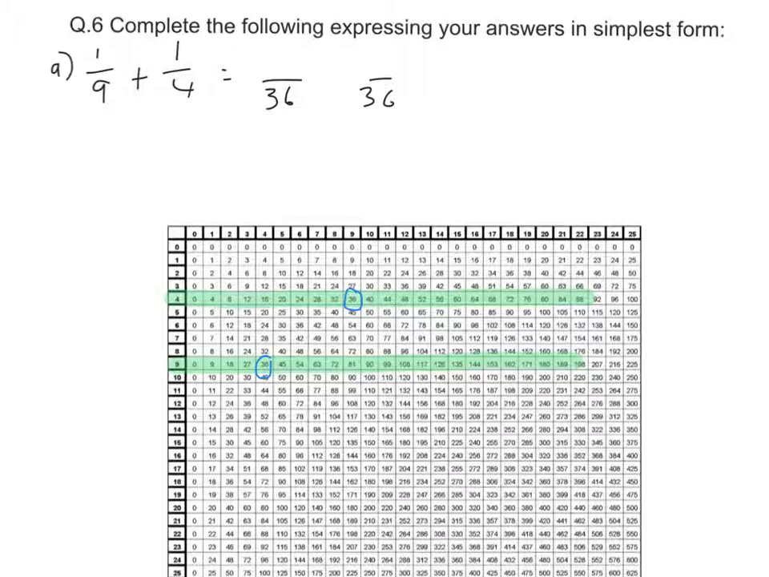Now, to get to 36, I multiplied 9 by 4. So I need to write here times 4, and whatever I do to the bottom, I do to the top. So 1 times 4 is 4.